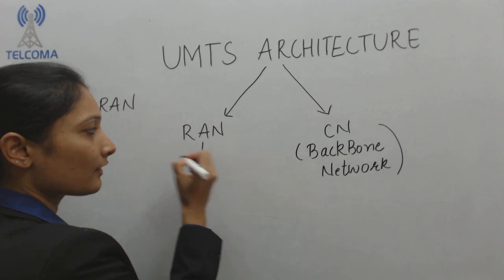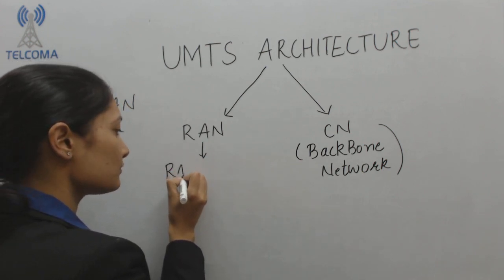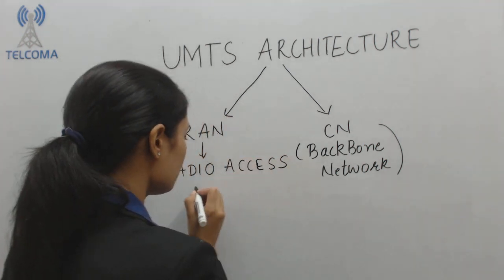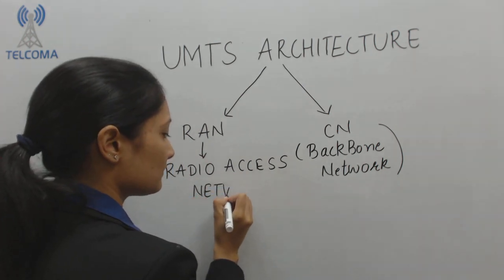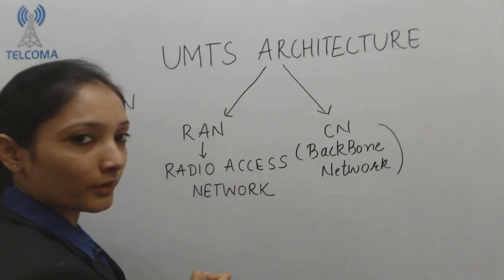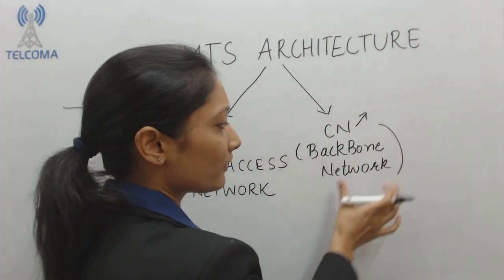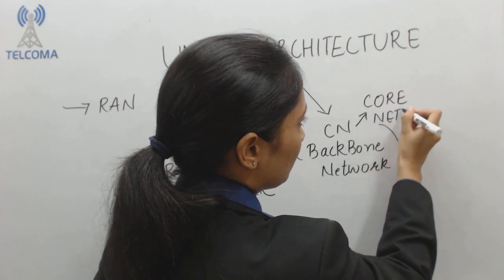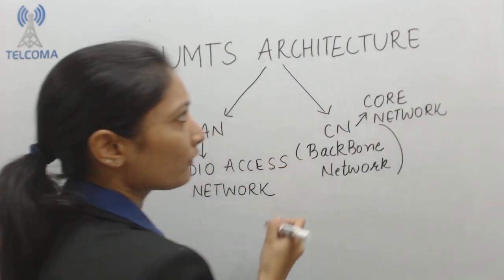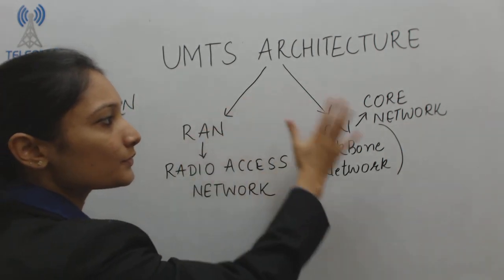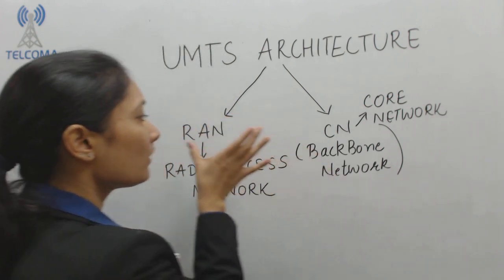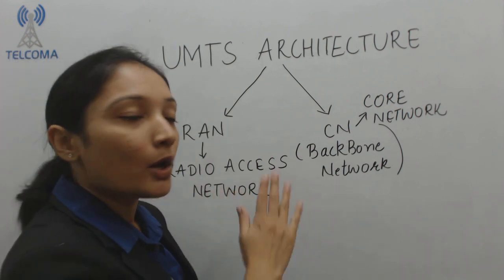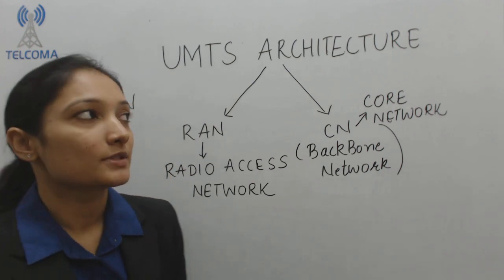Now this RAN refers to radio access network, and we know that CN or the backbone network is the core network for our 3G systems. Users are able to access the services of this core network with the help of the radio access network. So, firstly, we will be studying the radio access network, and then we will move towards the core network of 3G systems.